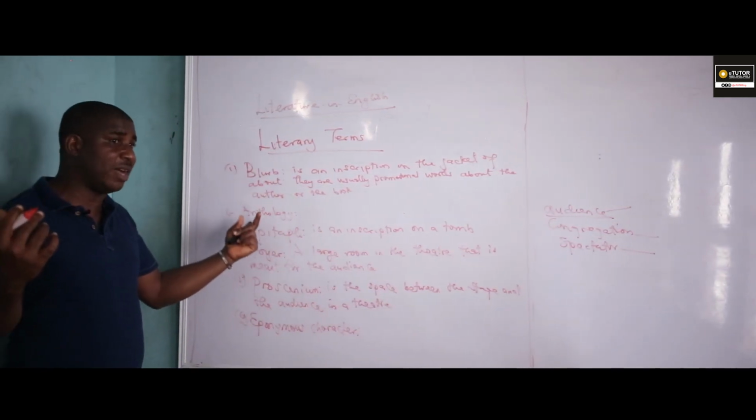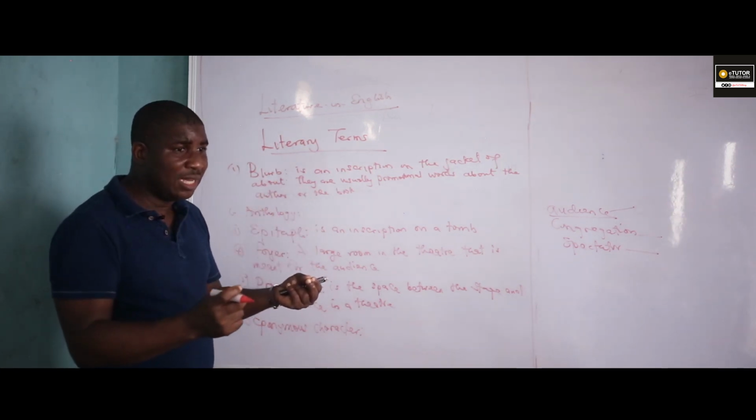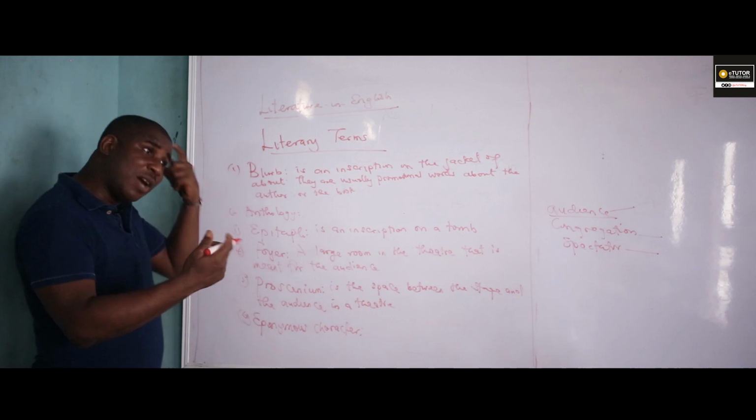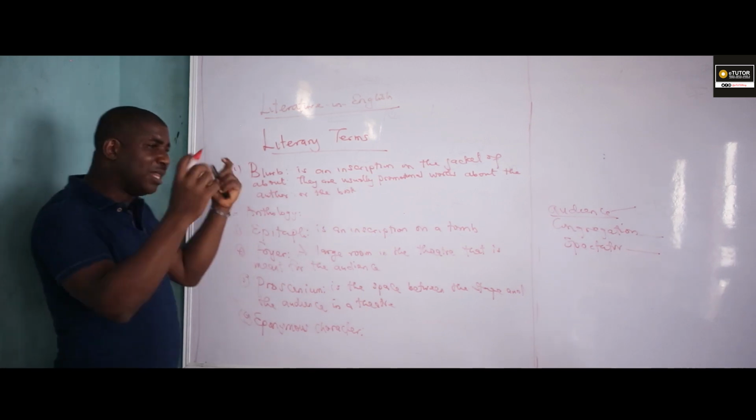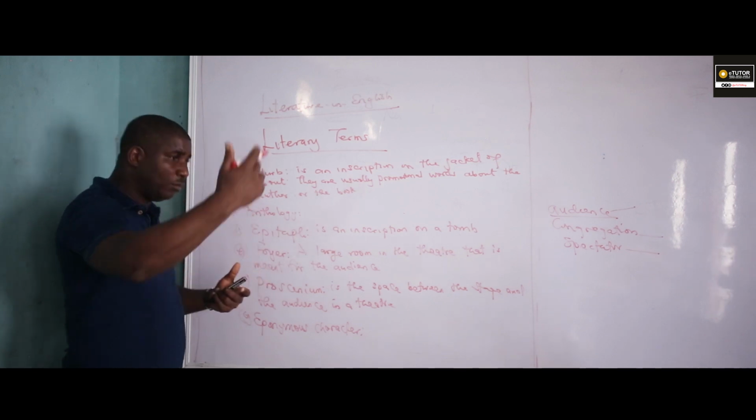We have different types of character. We have the flat character. We have the round character. Do you understand? And we have other characters. We have the principal character, the major character, and so on.